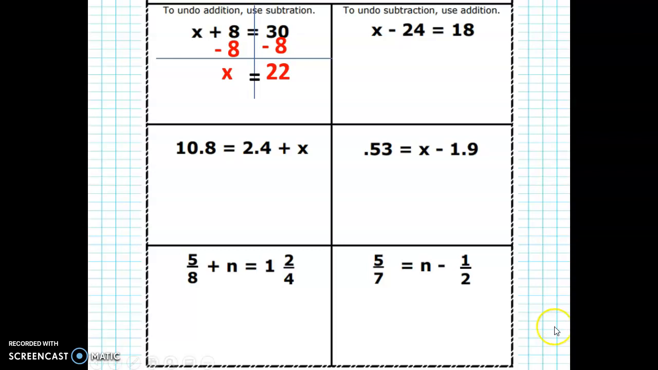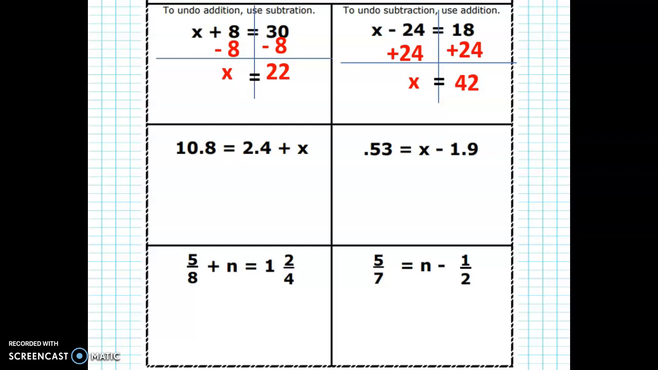To undo subtraction, we use addition. x minus 24 equals 18. This means we're going to add 24 to both sides of the equal sign. This leaves x on the one side, and 18 plus 24 is 42 on the other. Substitute your number back in for x and put into the calculator 42 minus 24, and hopefully it gives us 18.